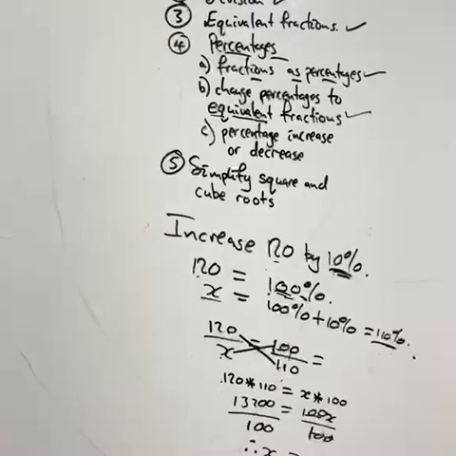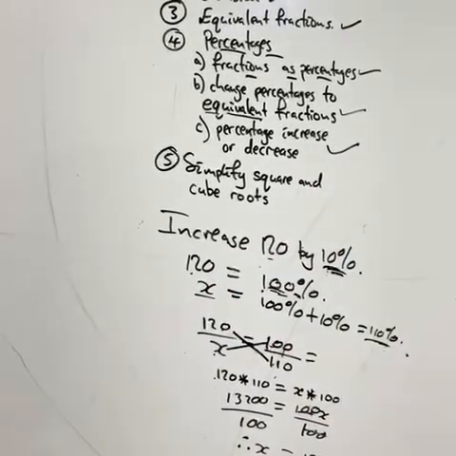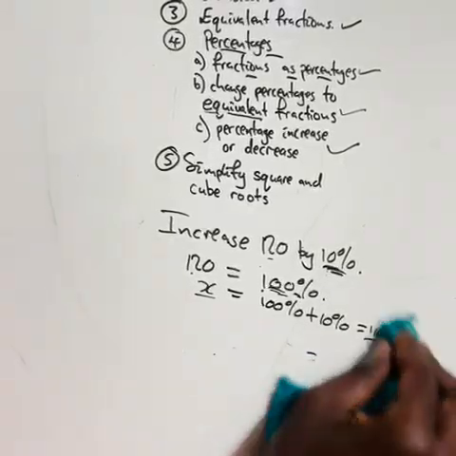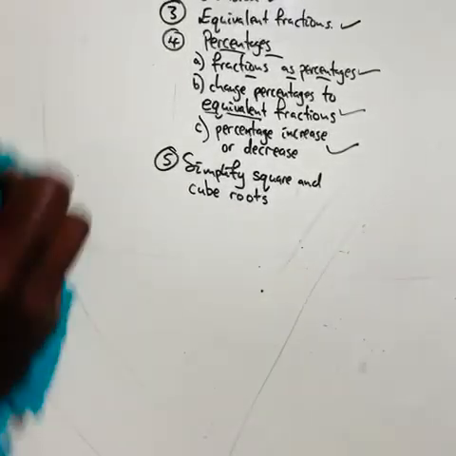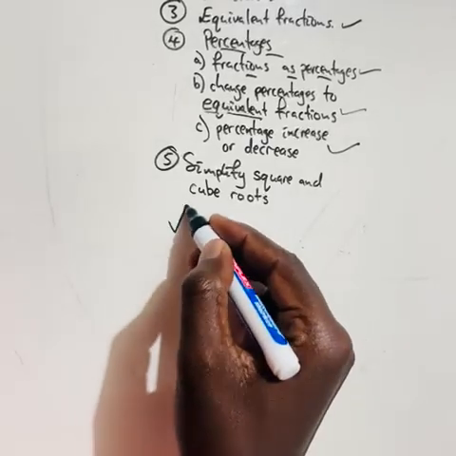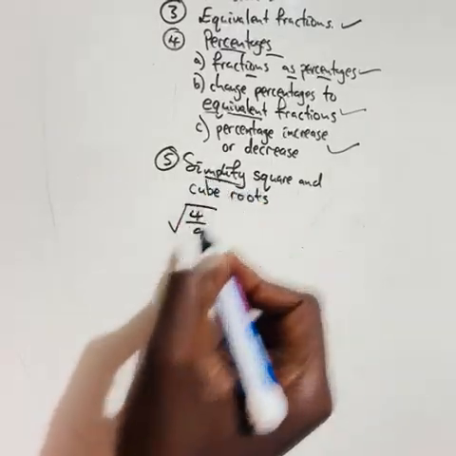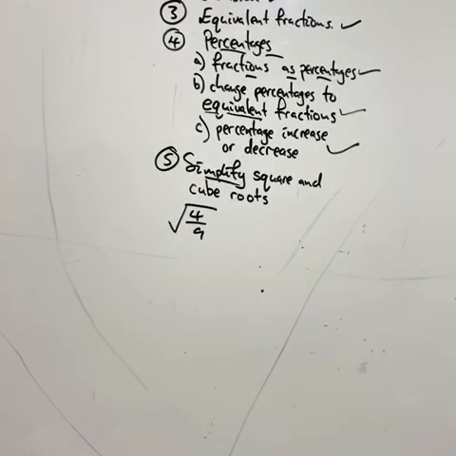Now we go to the last one on this particular topic of fractions, right? What are they now saying? Here we are being asked to simplify square and cube roots. So, for instance, we are given the following number, square root of 4 over 9. Now they're saying that we must what? Simplify, meaning to say that we must leave it in the simplest form, whereby 1 should be the only number that can divide the numerator and the denominator.